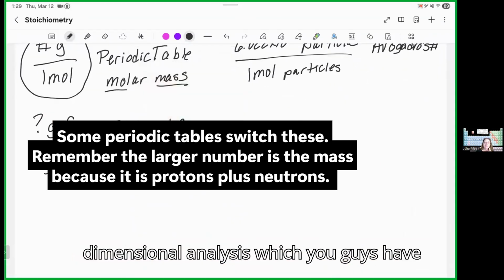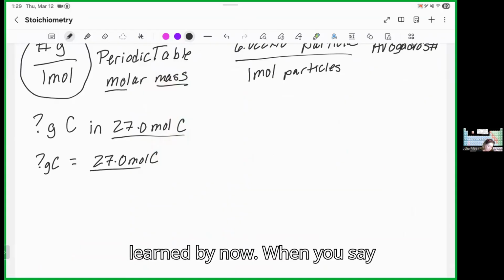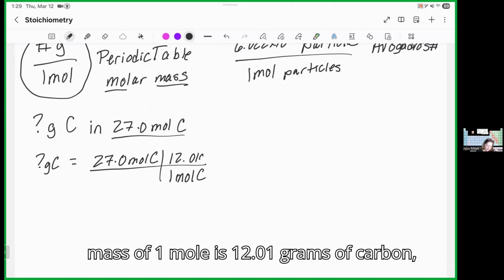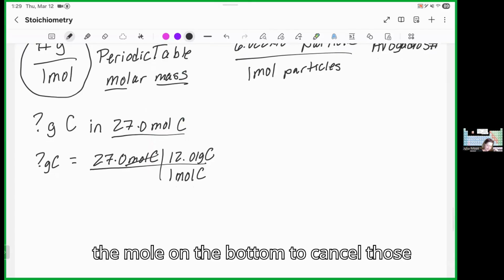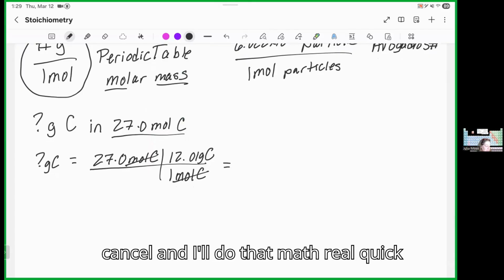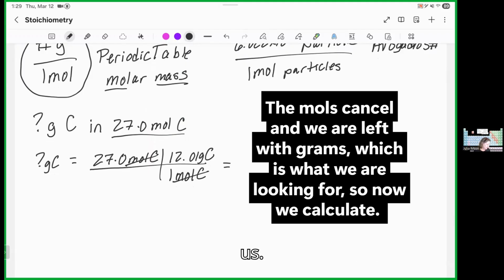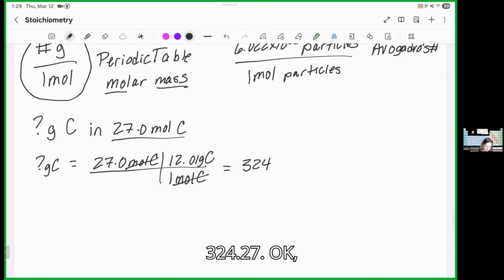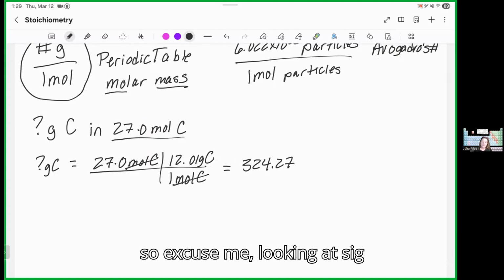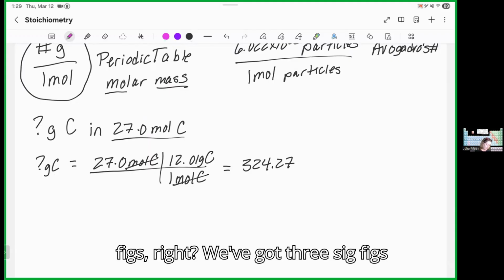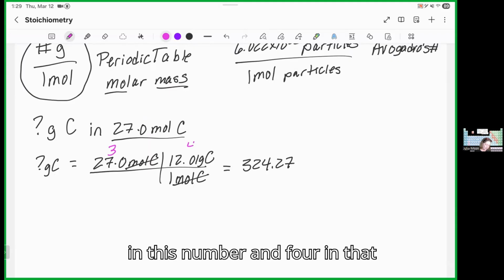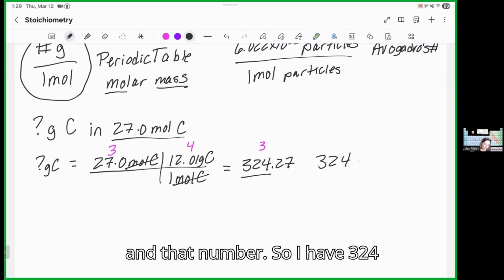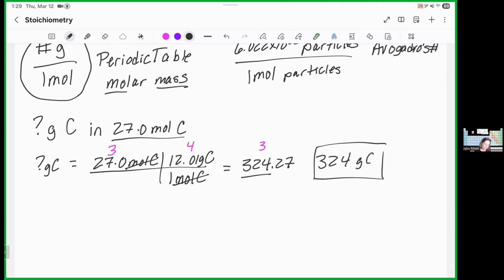So using dimensional analysis, which you guys have learned by now, we say that 1 mole of carbon, because it's the mass of 1 mole, is 12.01 grams of carbon, with the mole on the bottom to cancel. Those cancel. I'll do that math real quick, just so we have a number in front of us. That gives me 324.27. Looking at sig figs, we've got 3 sig figs in this number and 4 in that number, so we're going to go with 3. So I have 324 grams of carbon.